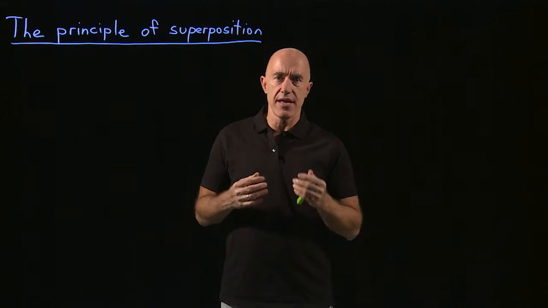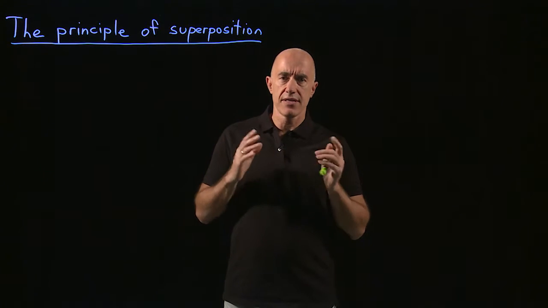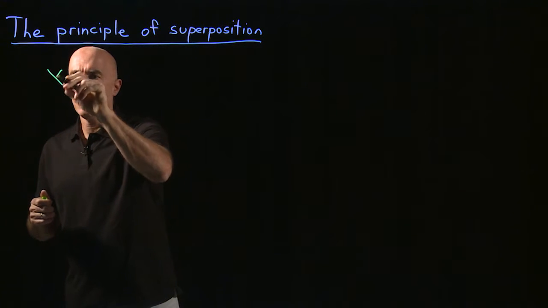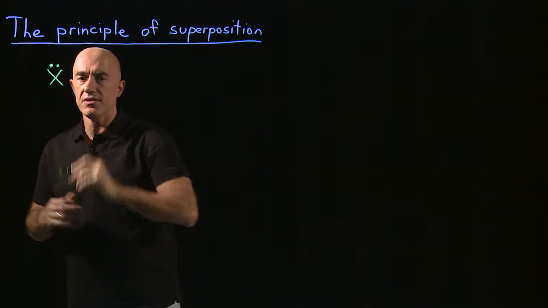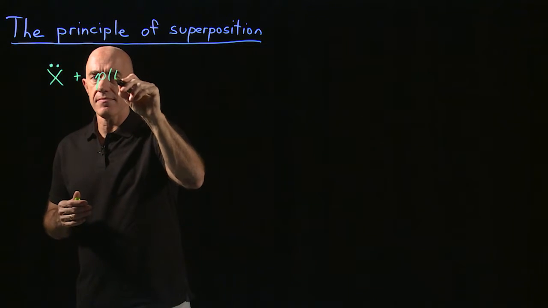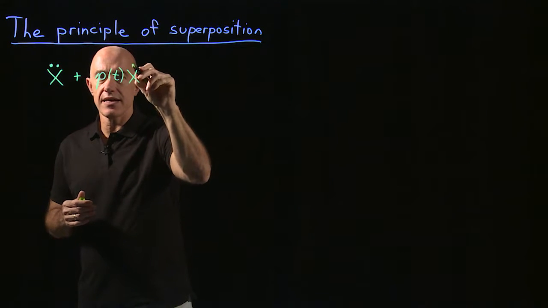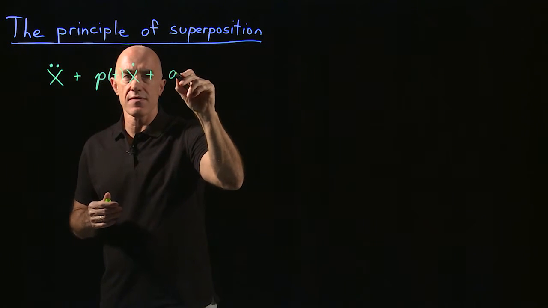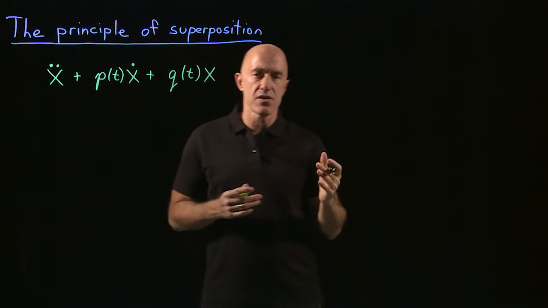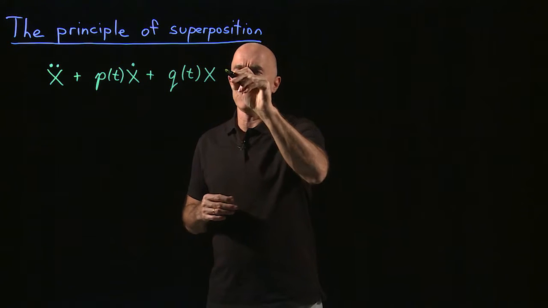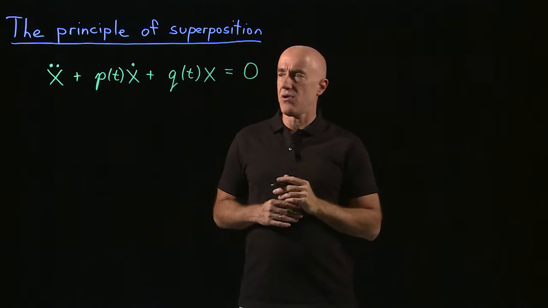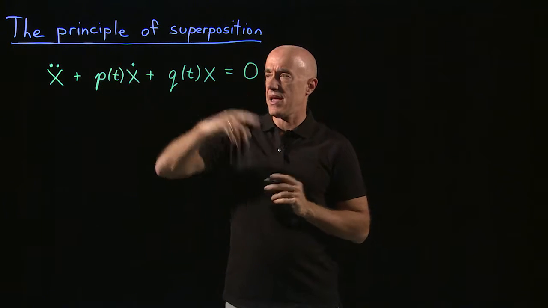So let's write down a general second-order linear differential equation, x double dot, so d squared x dt squared, plus some function of time times x dot, plus some other function of time times x. And then we'll consider what's called a homogeneous equation, where the right-hand side in this equation is 0. Okay, so every term has an x on it.